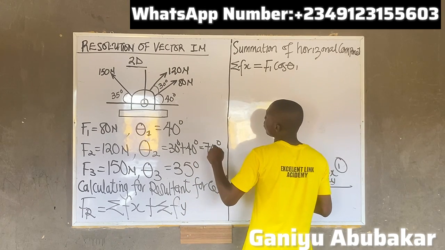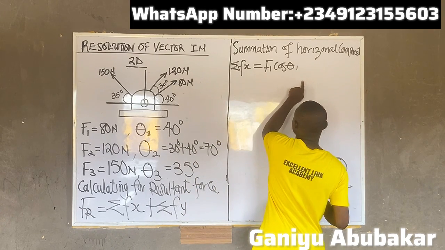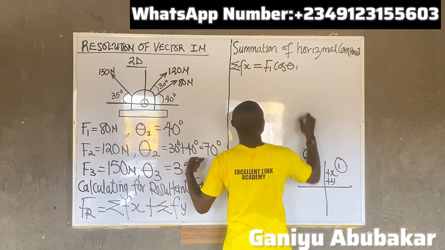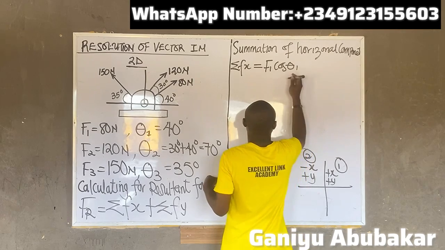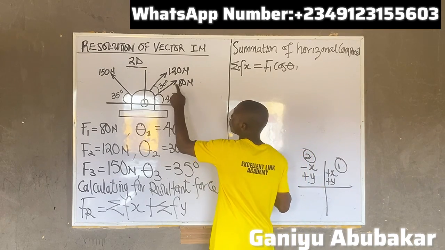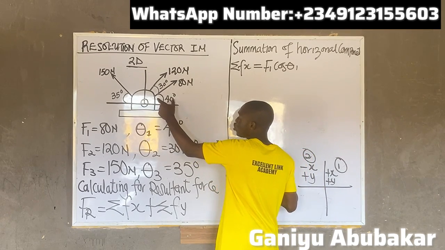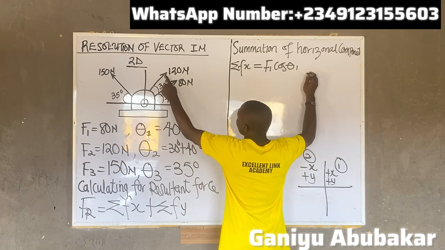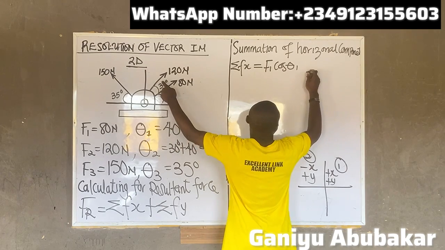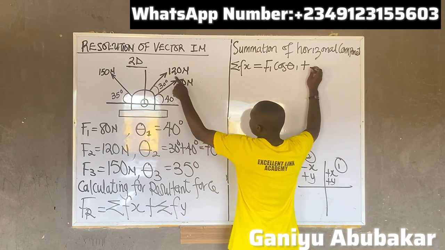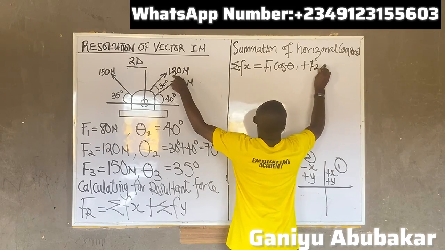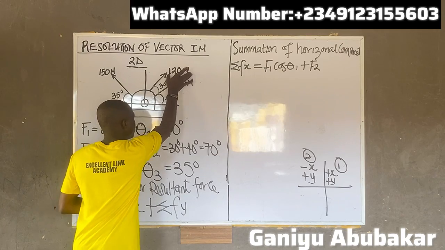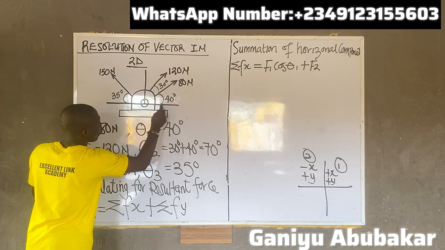Also, we said all the x and y for quadrant 1 are positive. So that's the x part: resolving this force and angle into horizontal components, I have F1 cos theta 1, and x is positive. Plus F2, which gives F2 cos of its angle. Observe that F2, this 120 Newton, is inclined at an angle to the horizontal.